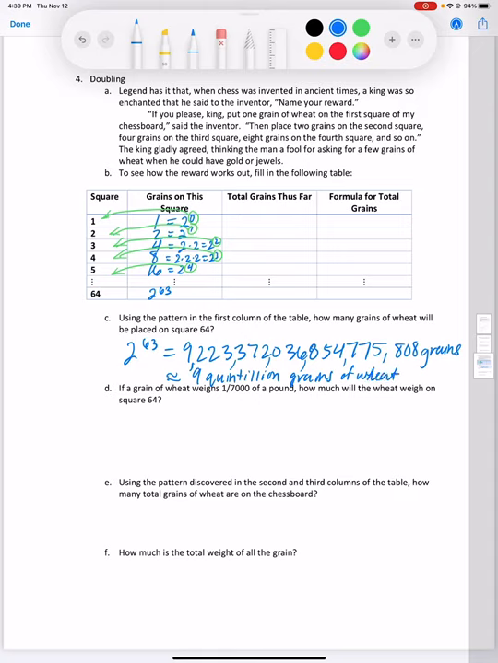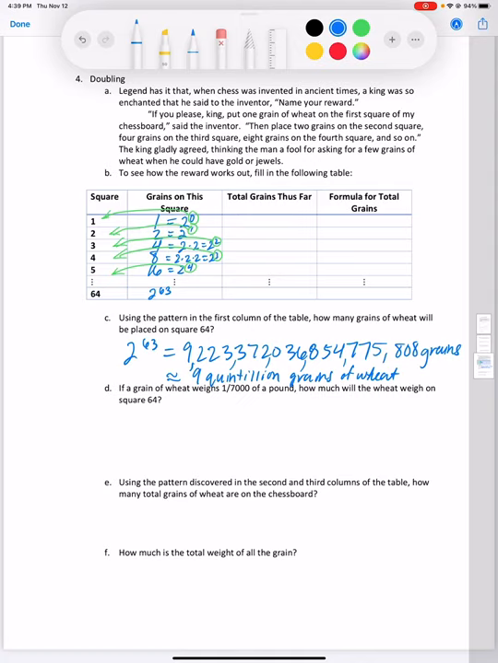And that's only on square 64. So what we have here is part D, which says, if a grain of wheat weighs 1/7,000th of a pound, how much will the wheat weigh on square 64? So we need to weigh these 9 quintillion grains of wheat.